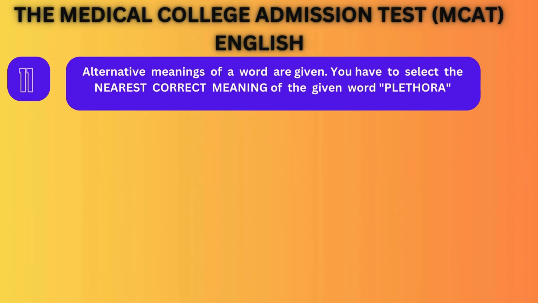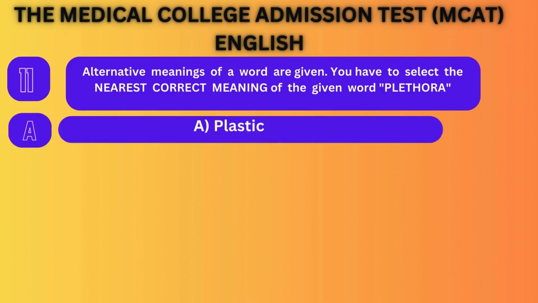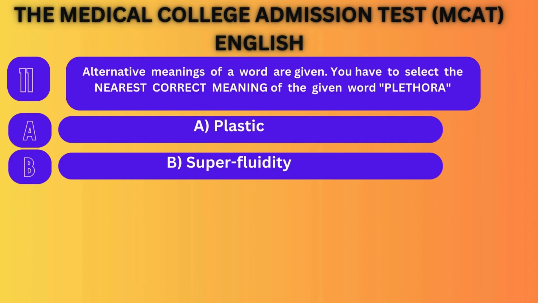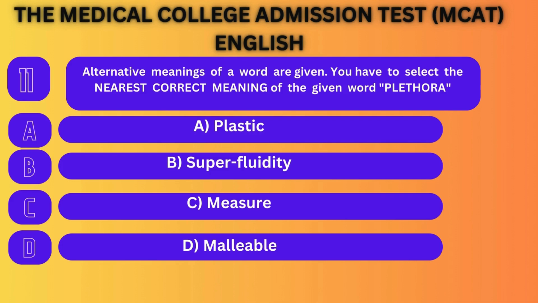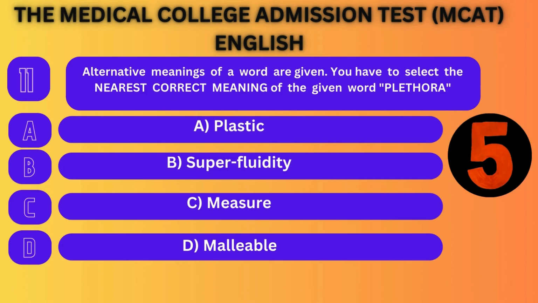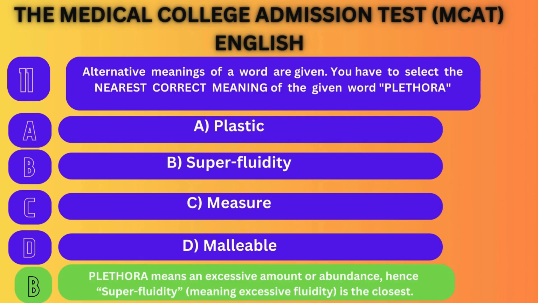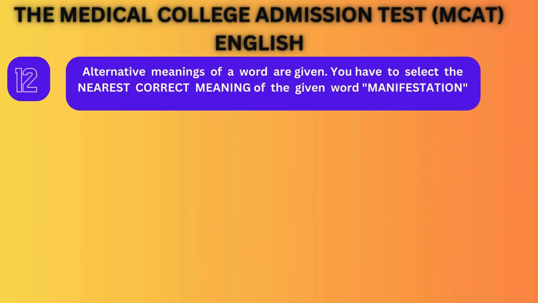Question number 11. Alternative meanings of a word are given. You have to select the nearest correct meaning of the given word, plethora. Option A. Plastic. Option B. Superfluidity. Option C. Measure. Option D. Malleable. Correct answer is B.